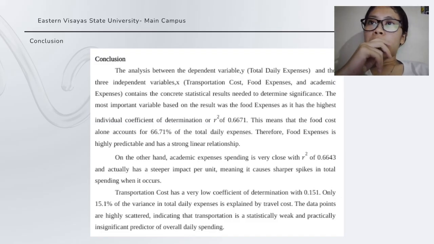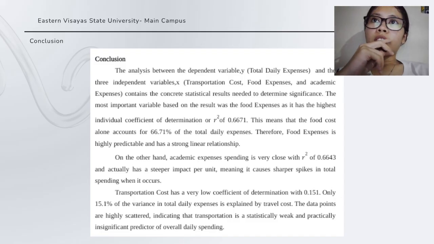with our dependent variable y. On the other hand, academic expenses spending is very close with an R squared of 0.6643. And actually it's a steeper impact per unit, meaning it causes sharper spikes in total spending when it occurs.